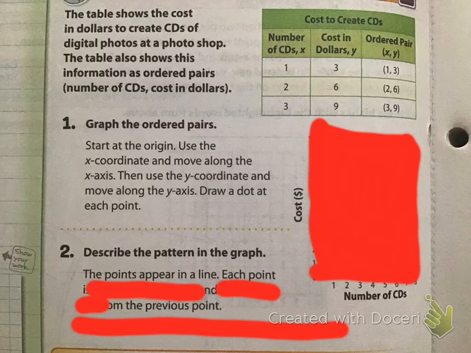And now we have to graph it. So it says, start at the origin. The origin is that point where the x-axis and the y-axis meet, where it is exactly 0. Sometimes, if it's just a positive graph, you'll see it right there. Other times you'll see it in the very center of the graph.